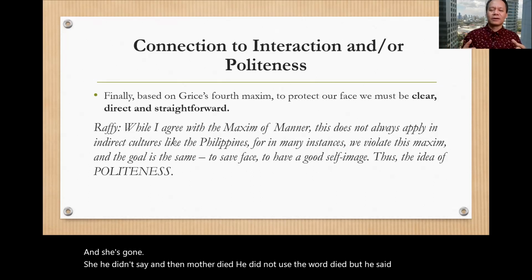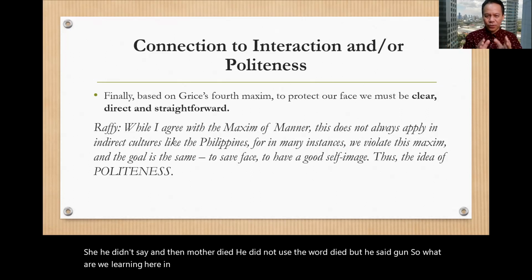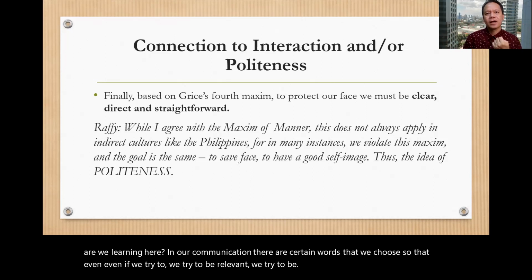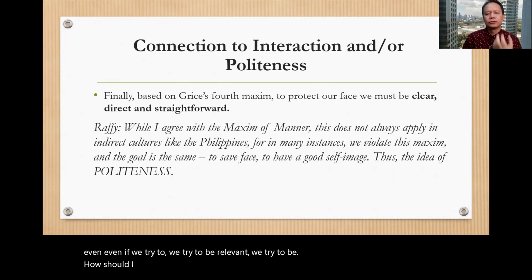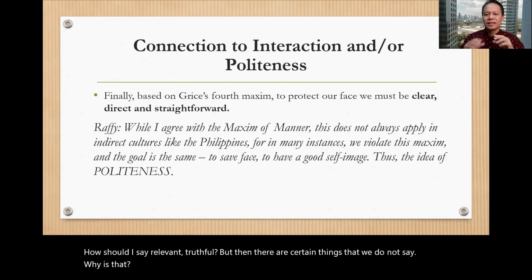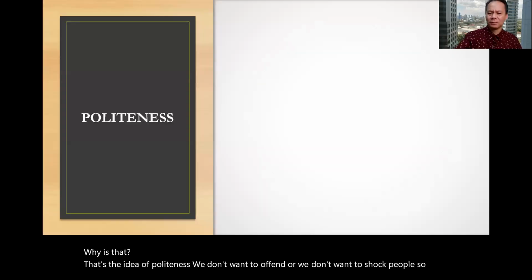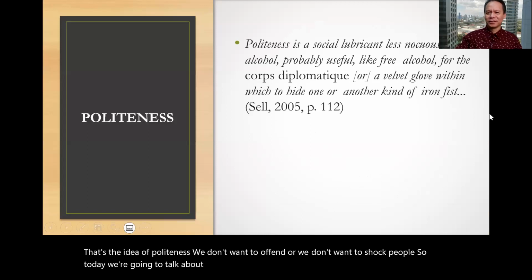So what are we learning here? In our communication, there are certain words that we choose so that even if we try to be relevant, truthful, there are certain things that we do not say. Why is that? That's the idea of politeness. We don't want to offend or we don't want to shock people. So today we're going to talk about politeness. Sir, what's so important about politeness? Well, don't worry.